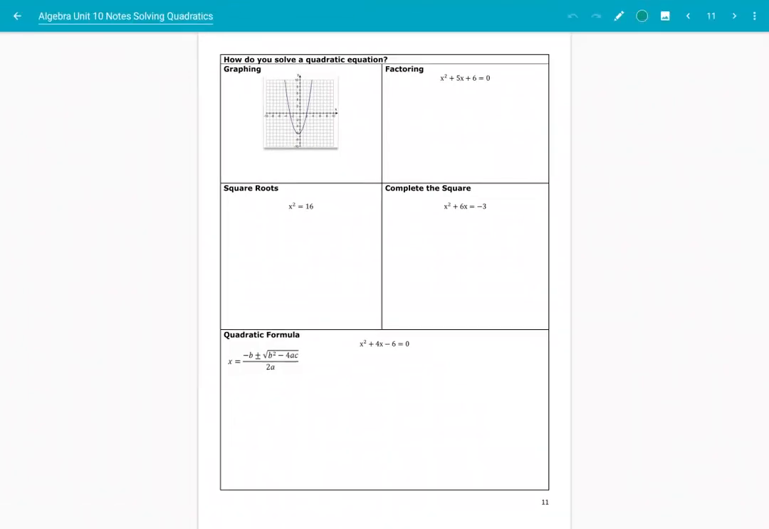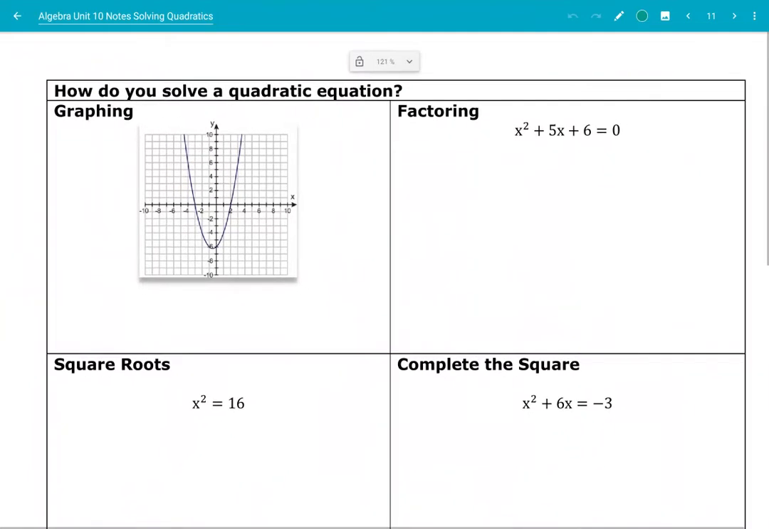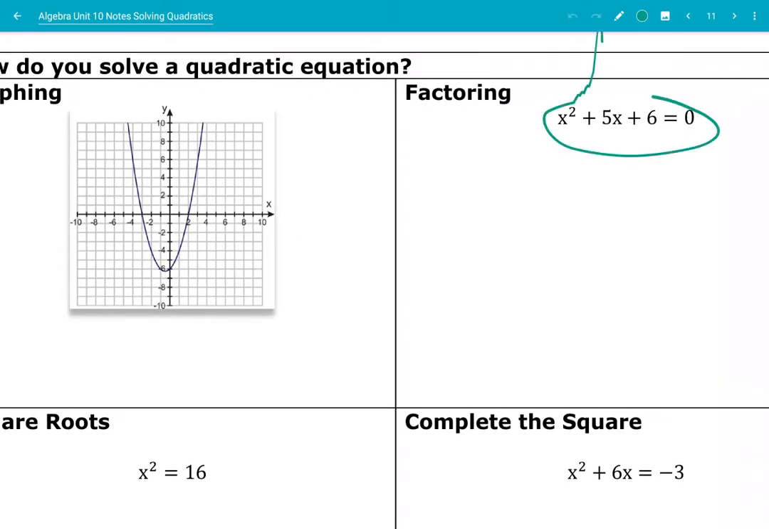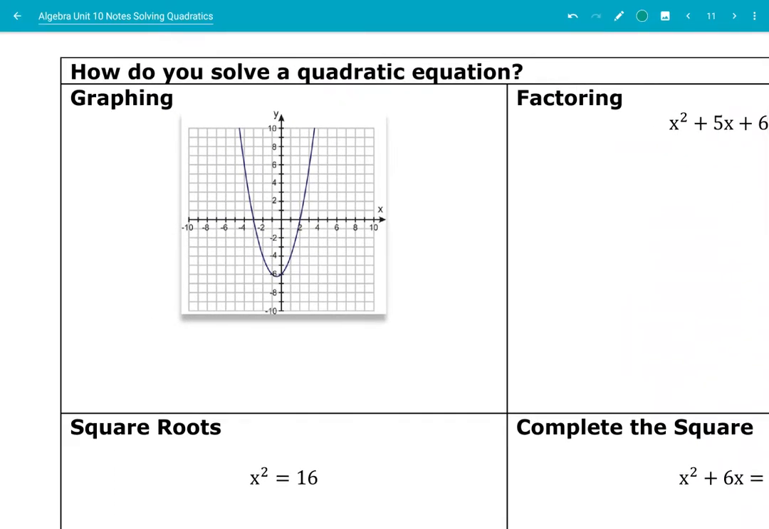All right. How do we solve a quadratic equation? Graphing. That's the easiest way, and I would recommend that you do that as often as possible. Plug in the equation that you see into your calculator and graph it. Find the x-intercepts right there.